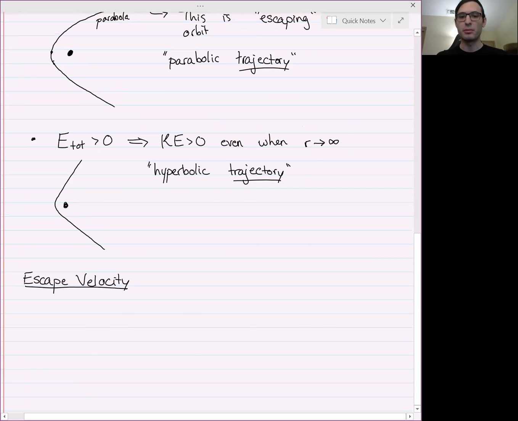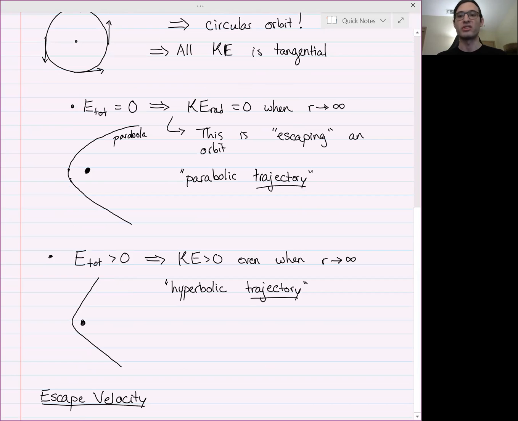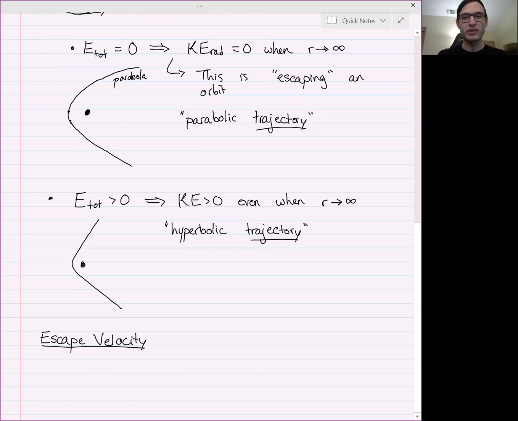When we talked about the parabolic trajectory, I used this word escaping an orbit. Or maybe I should have used escaping a gravitational field, or a gravitational influence. But the point is, if you're moving fast enough so that you can get infinitely far away, and only when you're infinitely far away does your speed drop to 0, that's what it means to have escaped that object's gravitational influence, right? You've gotten infinitely far away from it. You didn't have excess energy. You had just enough to get infinitely far away from it.